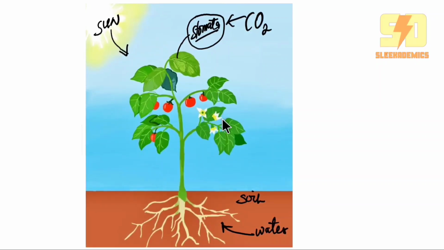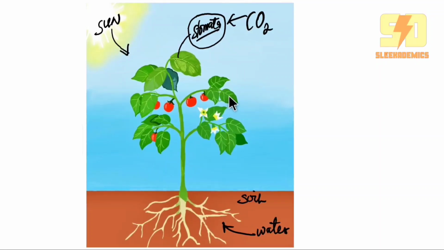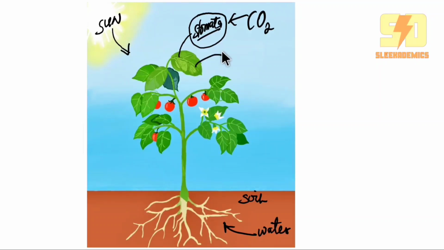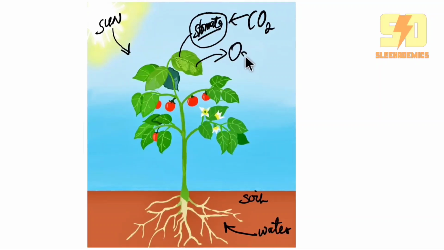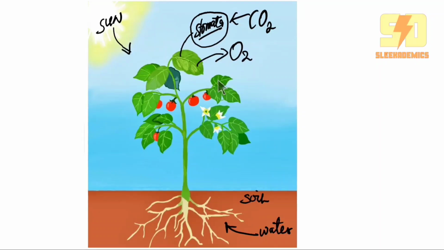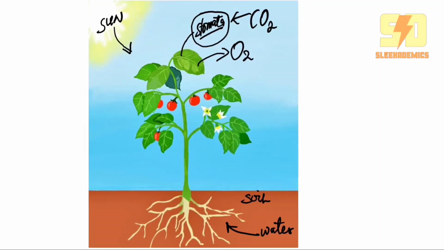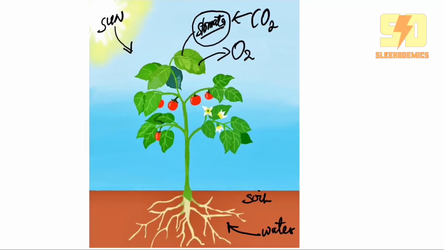Now, when photosynthesis occurs, when CO2 is taken in by the plants, oxygen is removed. So as CO2 is going in, oxygen is leaving. So oxygen is removed as a byproduct. So this is basically the basic understanding of photosynthesis.